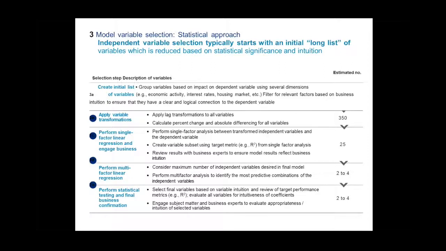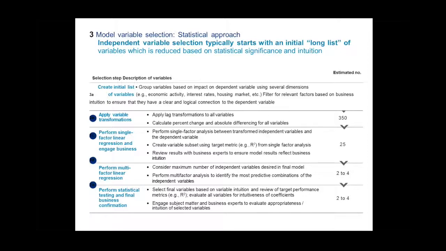First, we can create our initial list. Let's say there are 350 variables, and then we'll apply variable transformations. Apply lag transformation to all variables, calculate percent change and absolute differencing for all variables, and then we perform a single factor linear regression and engage business. If we perform single factor analysis between the transformed independent variable and the dependent variable, we can look at adjusted R-square and other tests, and then we can eliminate some of those variables down to about 25.